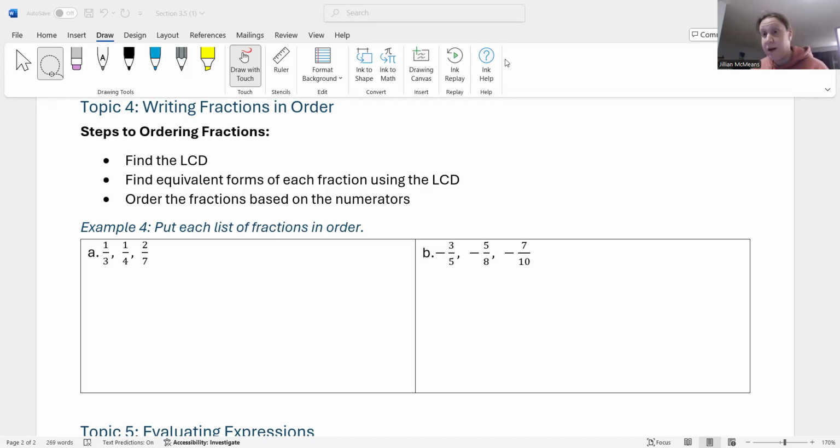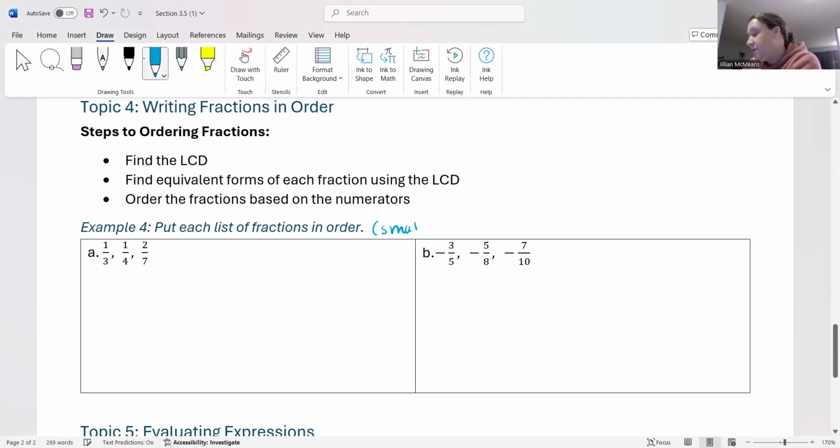So we need to first find an LCD. Two, find equivalent forms of each of the fractions. And then three, put the fractions in order based on their numerators. Okay, so example 4 says put each list of fractions in order. And I didn't specifically say it, but you do want to go smallest to largest unless your directions tell you otherwise. So we're going to go smallest to largest.